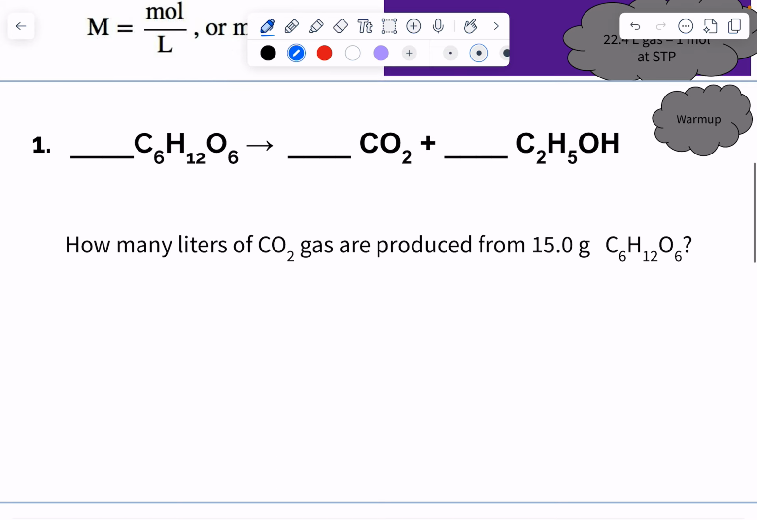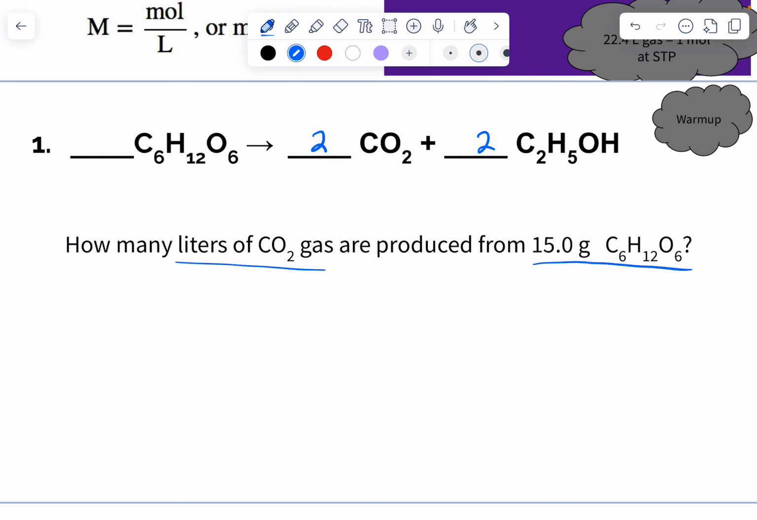So if we look at our first example, we have a decomposition problem. So we have glucose here decomposing into carbon dioxide. And when we balance this equation, we're going to be seeing this is a 1:2:2 ratio. So we're being asked to find how many liters of CO2 gas are produced if we have 15 grams. So this is kind of warming us up from what we were talking about in our last lesson. We're not quite at the point of using the molarity. We'll get to that in the next one.